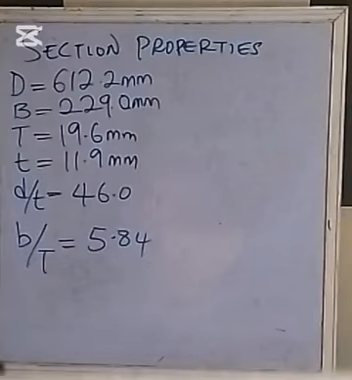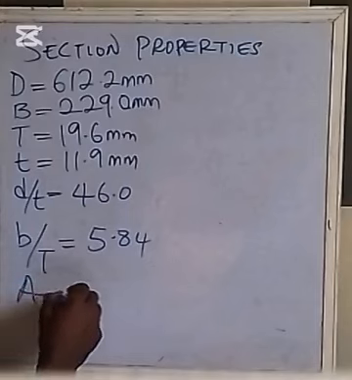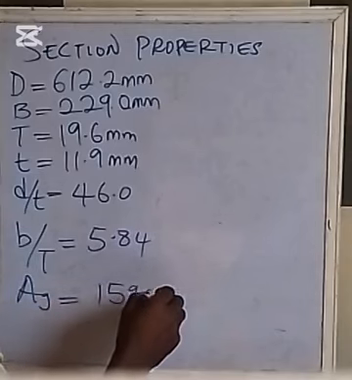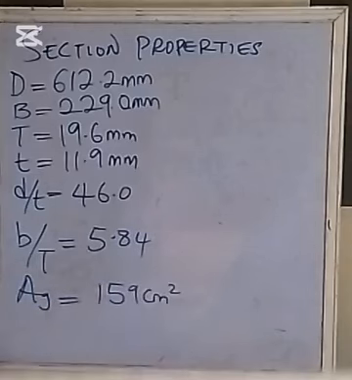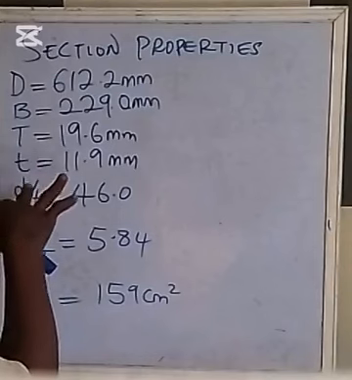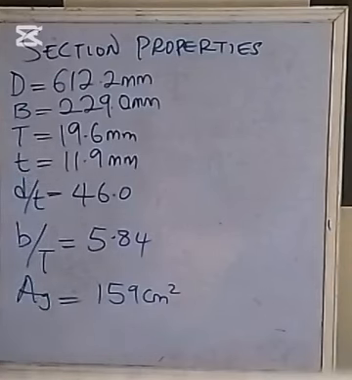And we also write out the sectional area, which is equal to 159 centimeter square. So all of this we are going to be using in solving our next step, because we are going to be needing the thickness of flange and thickness of web to determine the design strength for this question. So now the next thing to do is for us to determine or check for buckling.